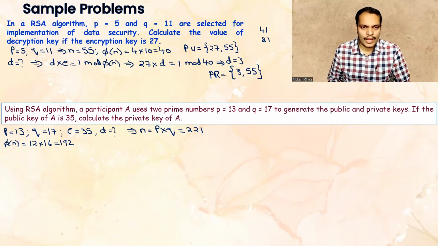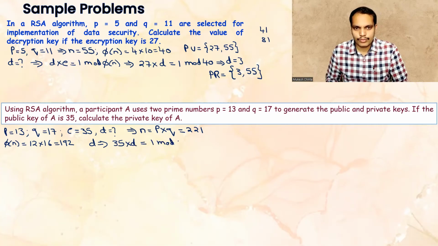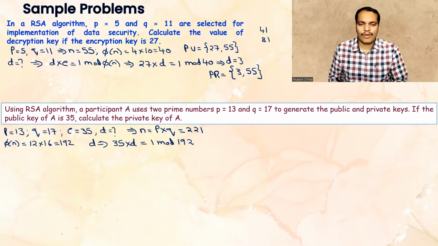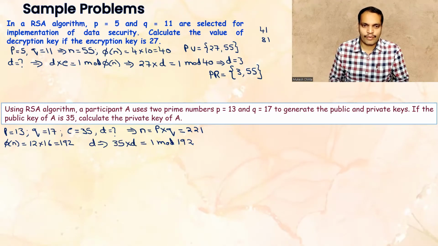So, I have my public key already. To find out the value of D, what do I have to do? D is calculated as, what is the value of E? 35 into D is equal to 1 mod 192. Now, if you are faced with such slightly large numbers, don't get too confused or frightened.